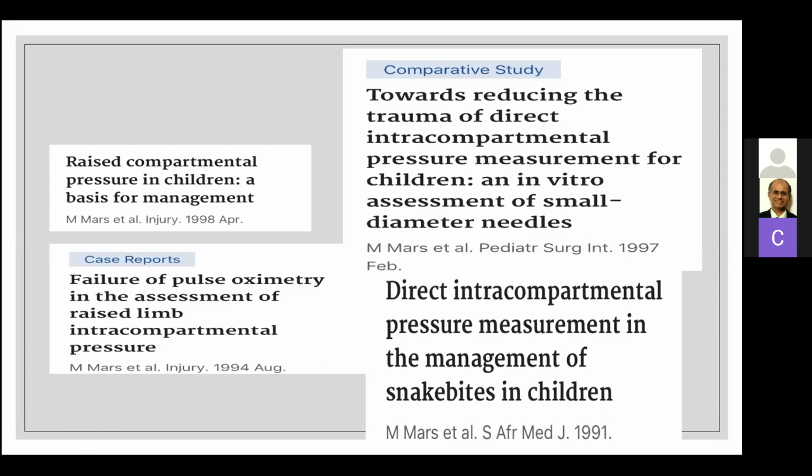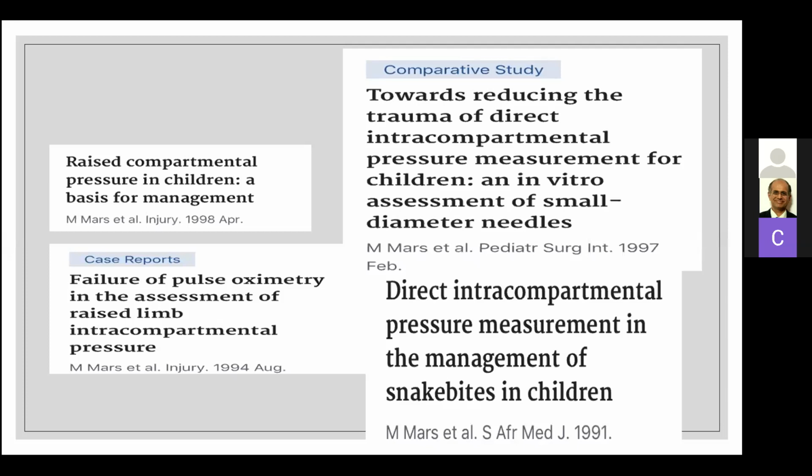Firstly, there have been a few studies done by Mars and Hadley, Prof. Hadley, which have contributed to the management of compartment syndrome in children as well as adults. I'll mention their recommendations as far as when to intervene.